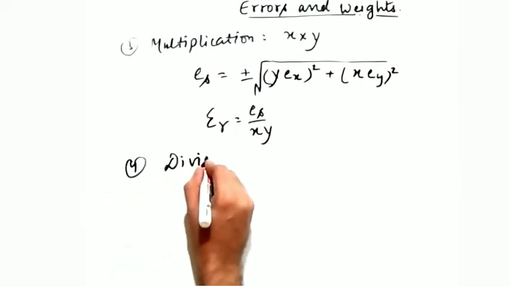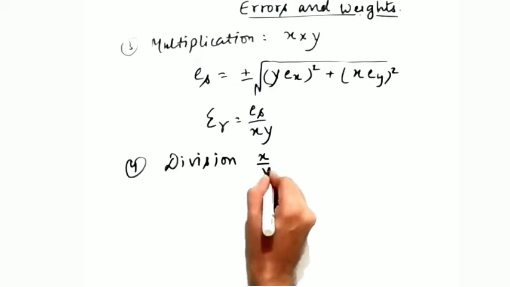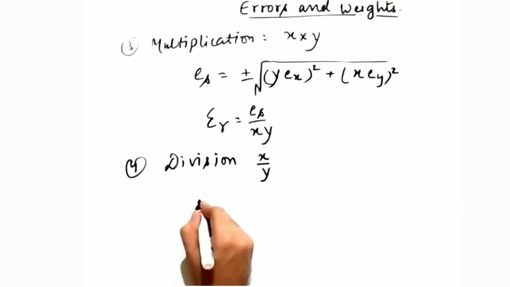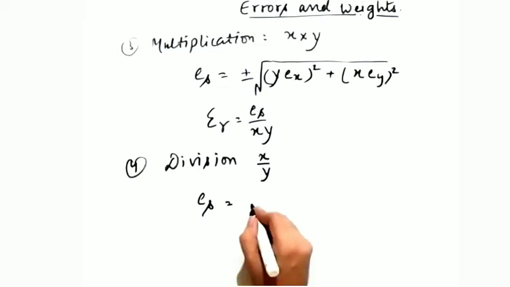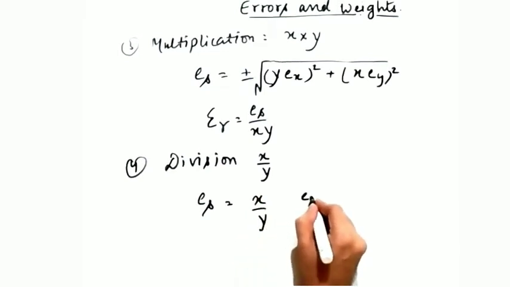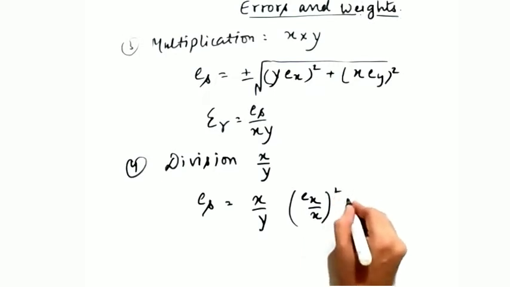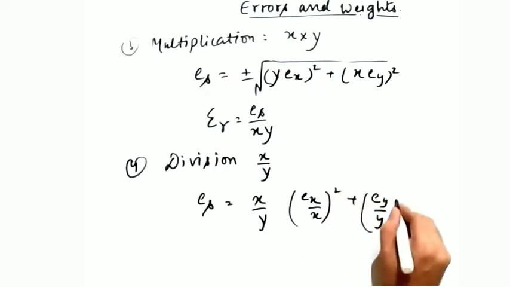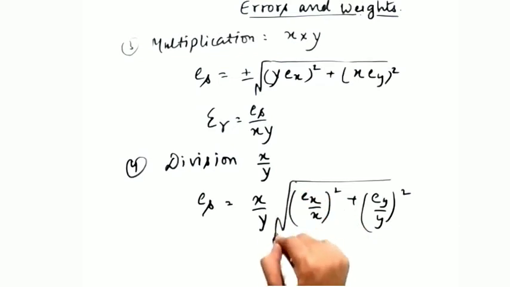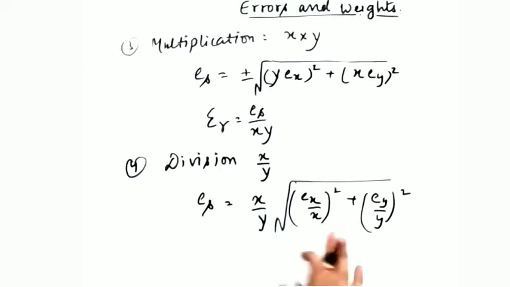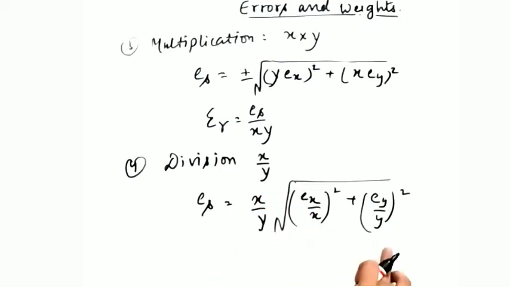Now comes division. This is also important. If I divide x by y or y by x, as the case may be, what will be the probable error associated with this? So you have to remember this: EX by x square plus EY by y square, and you just have to take the square root of this and multiply it with x by y. If it would have been y by x, then you will have to change this only. It will remain the same. You have to change x by y. Now again the error ratio will be ES divided by x by y. So this is how you calculate the probable error in case of multiplication and division.